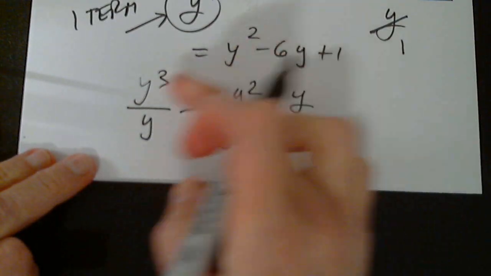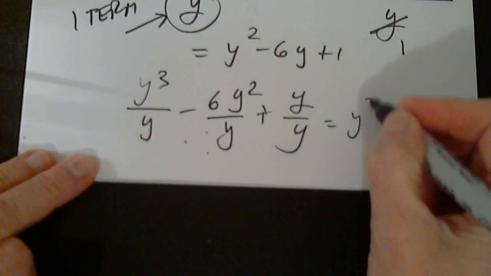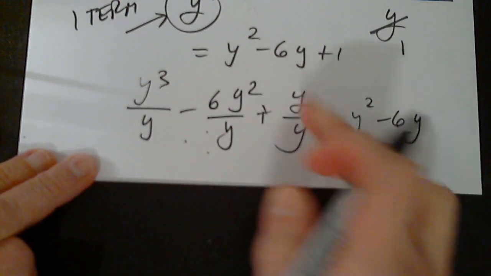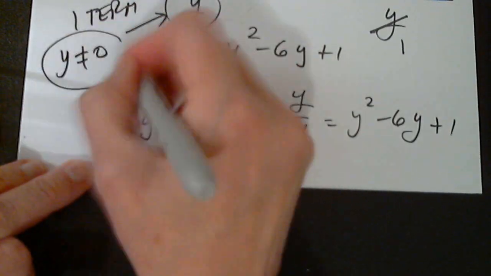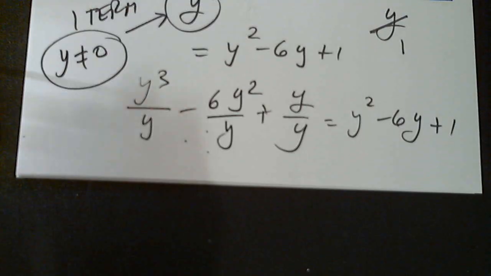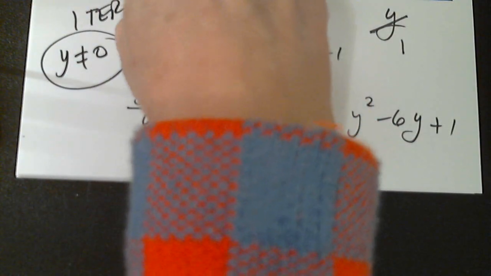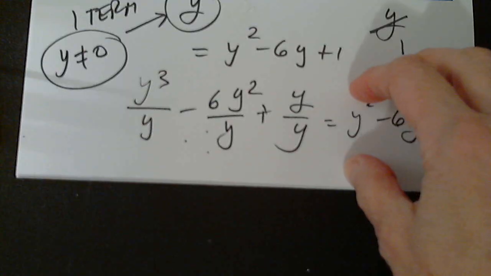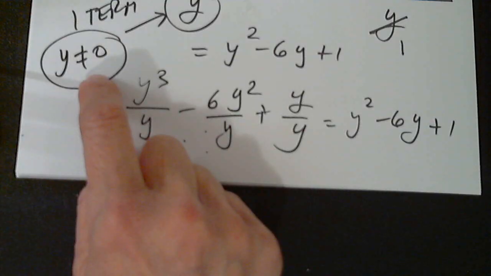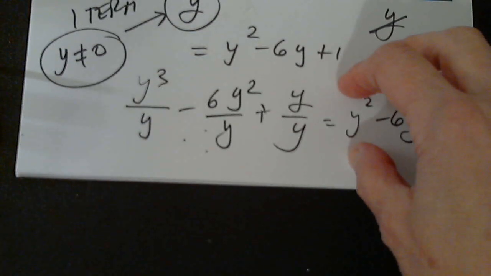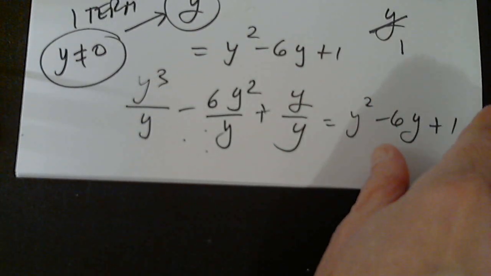So then the same thing. I get this over this, copy the base, subtract the exponents. This over this, copy the base, subtract the exponents, and this is 1. Of course, the correct restriction here should be y not equal 0. So what I'm saying here is that this expression does not simplify to this unless y is never 0. And this is what I call a restriction on the variable. For this to exist, y cannot be 0. And if y is not 0, then this expression simplifies to this. Any questions?